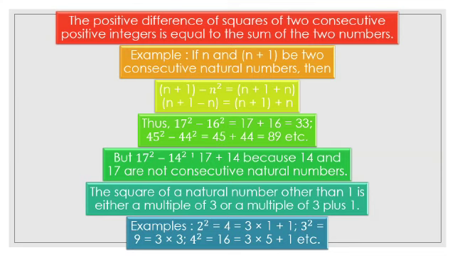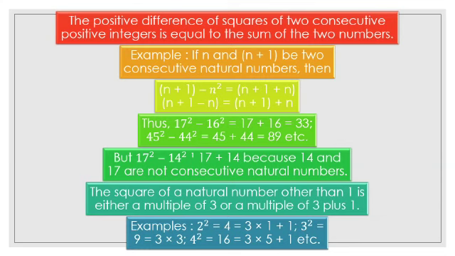Another example, 45 squared minus 44 squared equals 45 plus 44 equals 89. But 17 squared minus 14 squared is 17 plus 14, which becomes whatever the answer is; it is not a consecutive natural number, thus we don't get a perfect square.